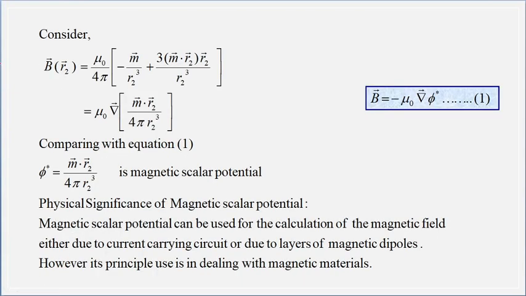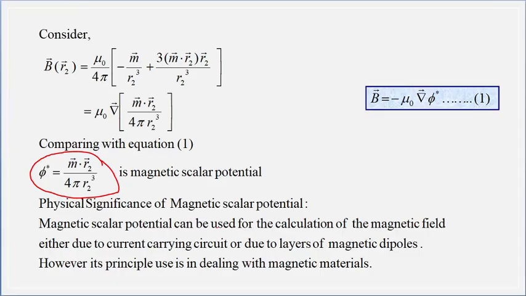Okay. So this also we consider here, as we have found earlier. In the case of the distant circuit, this equation we can use, and corresponding to this, phi star for a distant circuit will be m dot r2 divided by 4 pi r2 cube. So that is the magnetic scalar potential. By comparing this equation, we are able to write the magnetic scalar potential, just like we have written the magnetic vector potential. So this magnetic scalar potential will be used to find out the magnetic field.